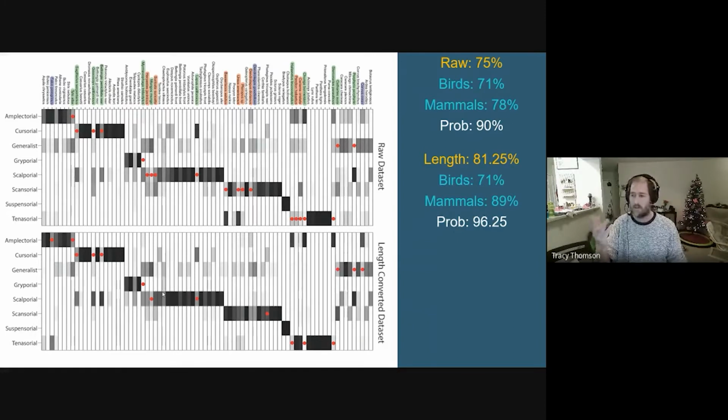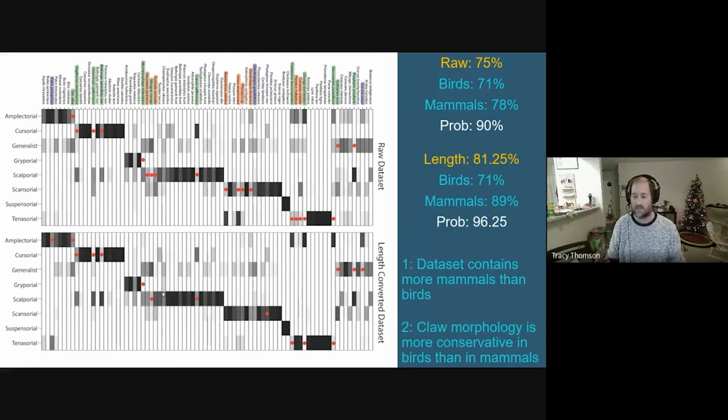An interesting phenomenon, as you look at the numbers there, is that mammals are being classified more often correctly than the birds. 71% of birds, 78 to 90% of the mammals. I figured that may be the result of two things. One, maybe the data set contains more mammals, and so there's more information for it to use to make its predictions. Or the second option might be that claw morphology is more conservative in birds than in mammals. If birds have claws that are all more similarly shaped to each other, and mammals are more disparate in the claw shape, that's more information that the program can use to deal with the mammals, and less information that it can use on the birds.